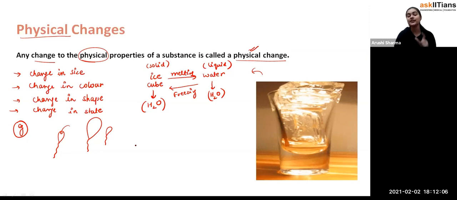So student, if you observe here, whenever we have the solid state converting into the water state, and again the water state converting into the solid state, you can see that the change going on is only in the physical properties, whereas the chemical composition remains the same. Such types of changes are called physical changes. Okay.